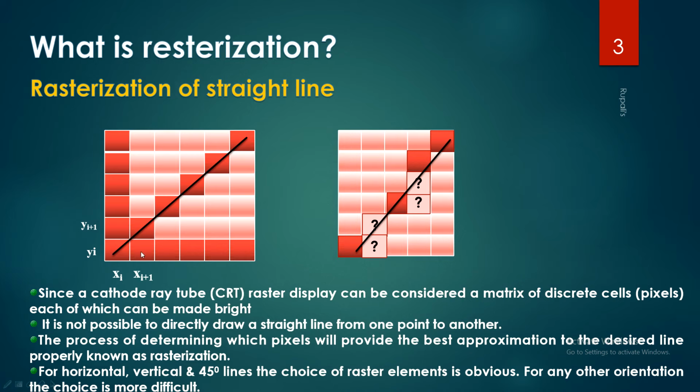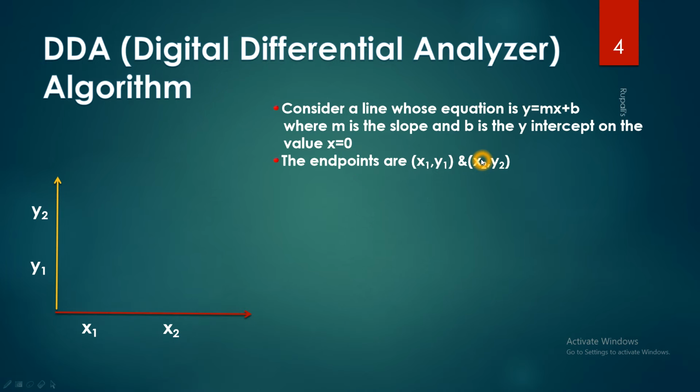For horizontal, vertical and 45-degree lines, the choice of raster element is obvious. For any other orientation, the choice is more difficult. So, we have to learn the DDA line drawing algorithm, the Digital Differential Analyzer algorithm.